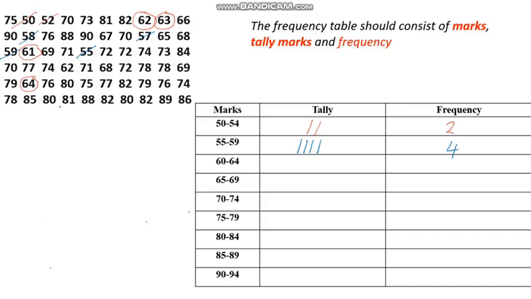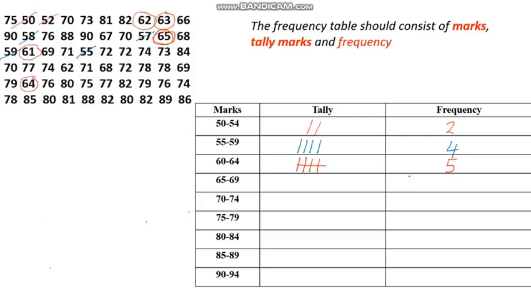Okay, so let's see if there is any that you are missing. 60 to 64. Yeah, we are missing this 65. Okay, so 1, 2, 3, 4, 5. So you ensure that you also counter check. These are tally marks. When they are 5, the fifth one you cross like this. So here the frequency you write 5.